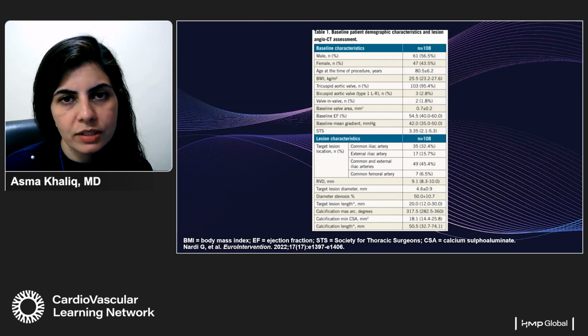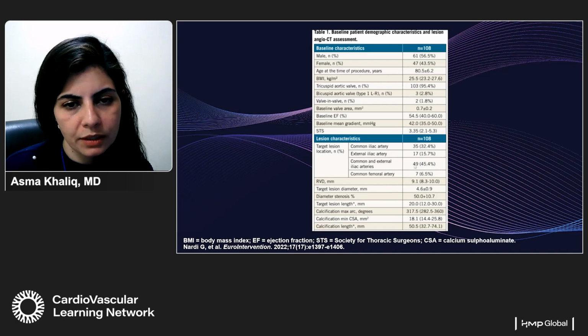This is the patient characteristics of those 108 patients. Slightly higher males, around age 80, who had an equal distribution of common iliac and external iliac disease, and slightly higher common iliac disease, with an average STS score of 3.3.